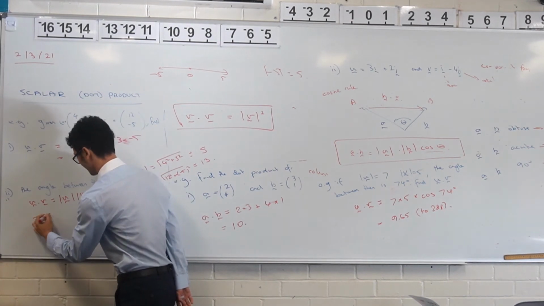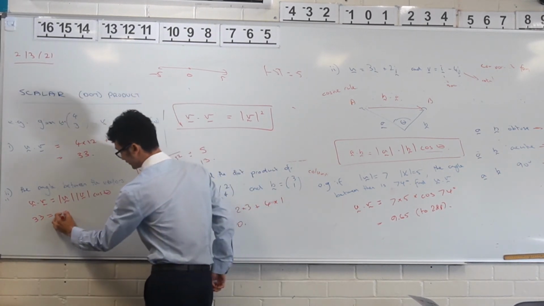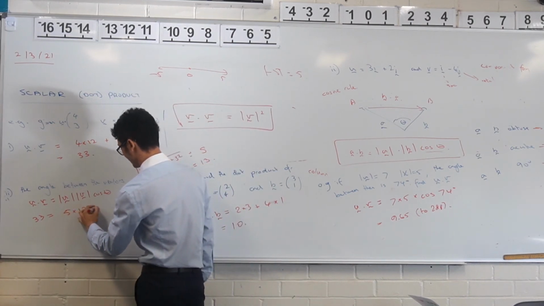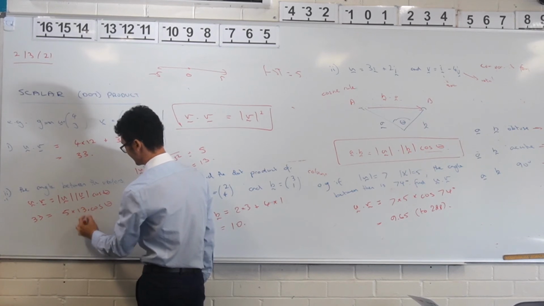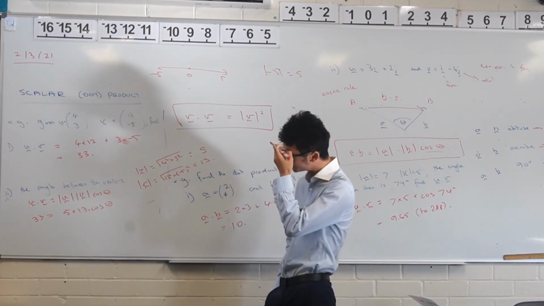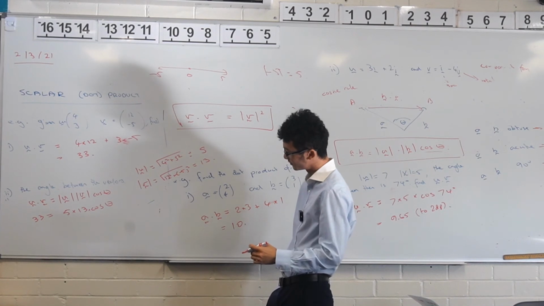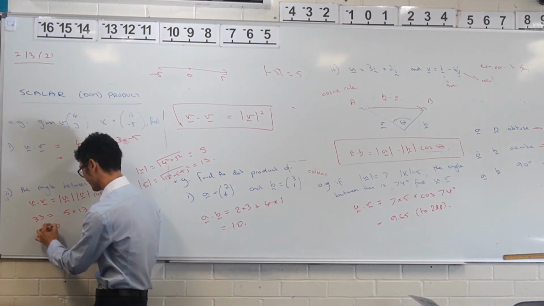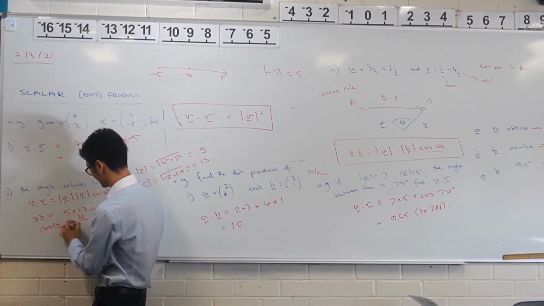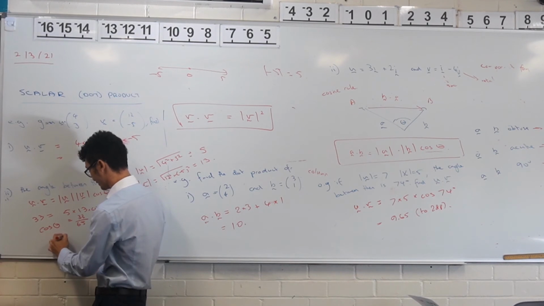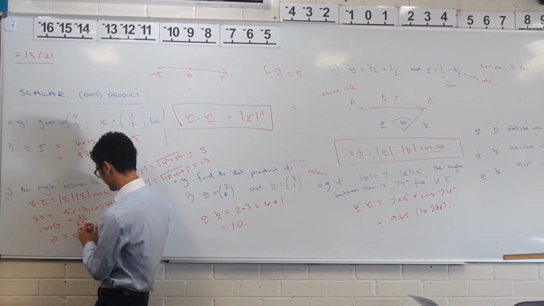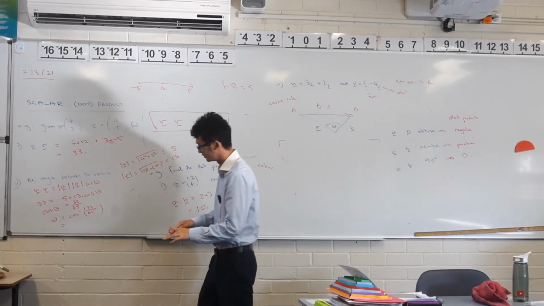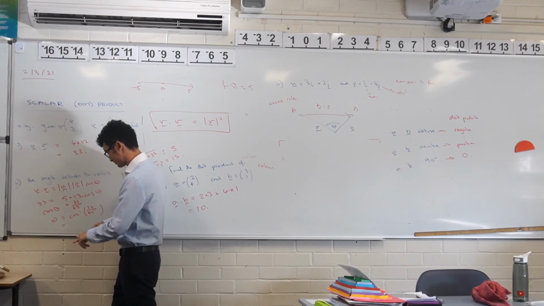So 33 equals the magnitude of u, that's 5, times the magnitude of v, which is 13, times cos theta. How are we going to find cos theta? That's right, just rearrange, so cos theta equals 33 on 65, and then take the inverse cos of that. Find that out for me, okay? 59 degrees.